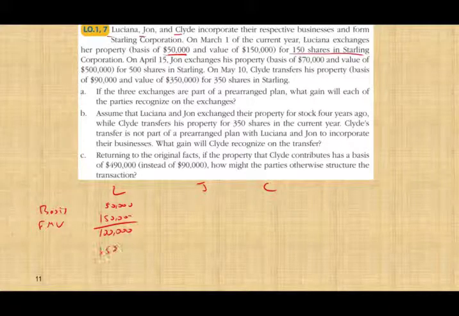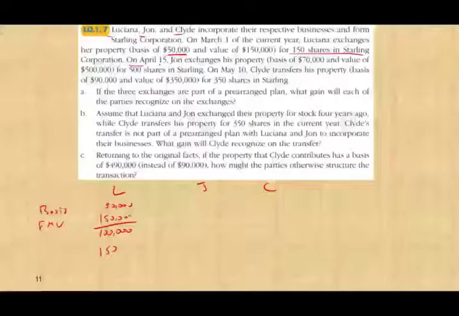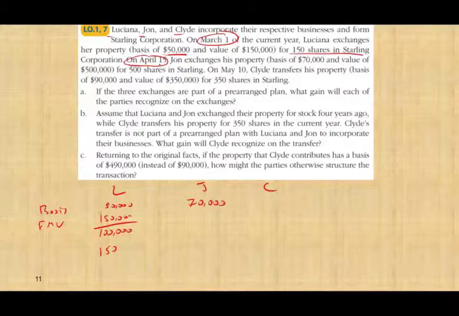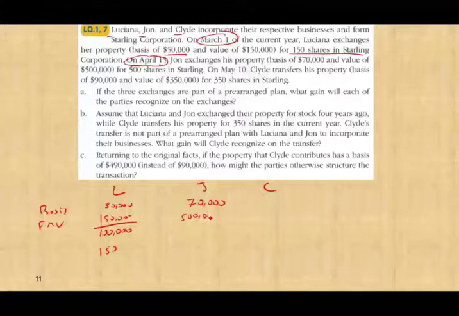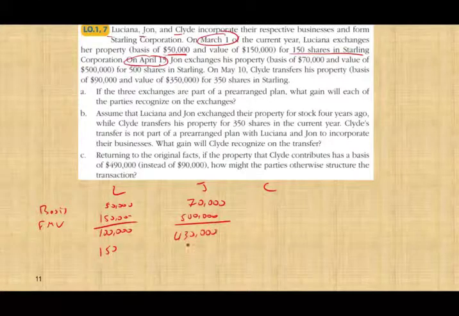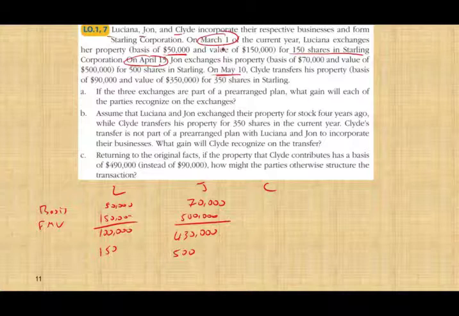On April the 15th, notice, this happened March 1st, this happened April the 15th. We're going to assume that those time periods are close enough, so they qualify. J exchanged his property, basis of 70,000, with a fair market value of $500,000. So we have $430,000 of gain in exchange for 500 shares. J exchanged on May 10th. Again, we're going to consider March 1st, April 15th, and May 10th close enough that we'll consider all together.